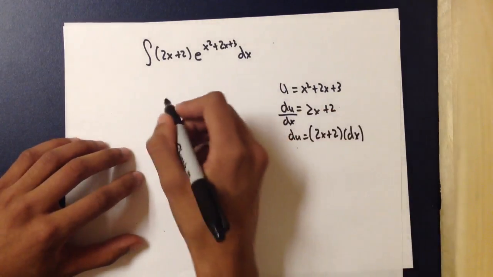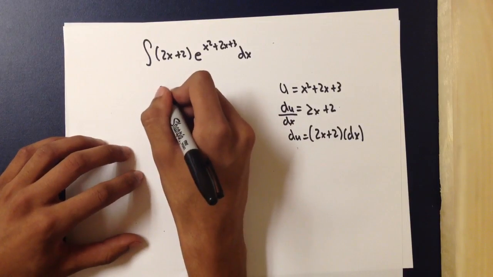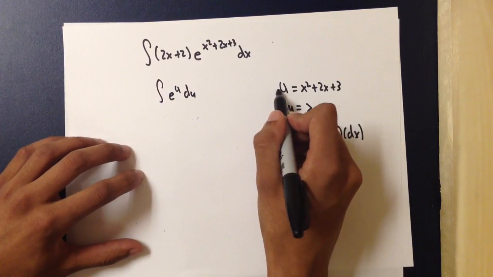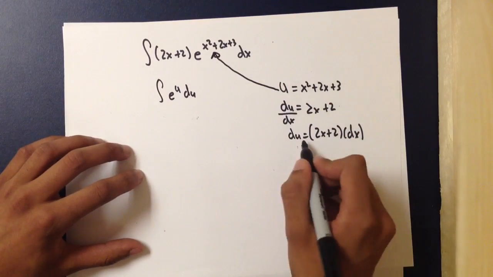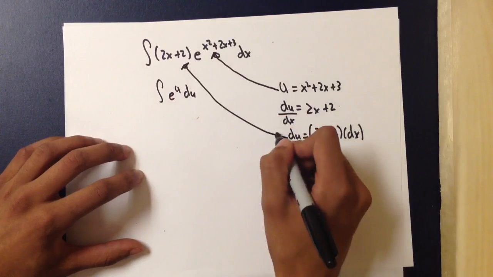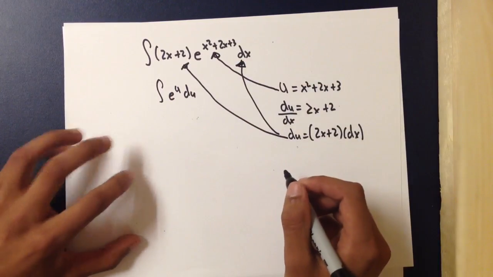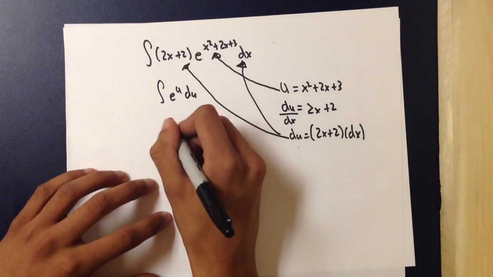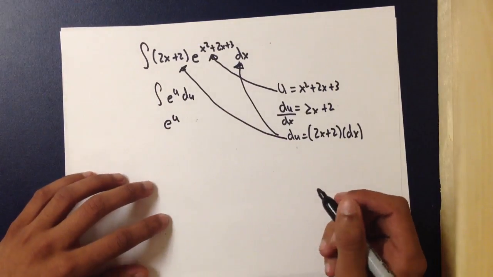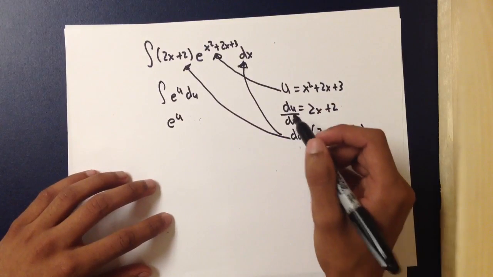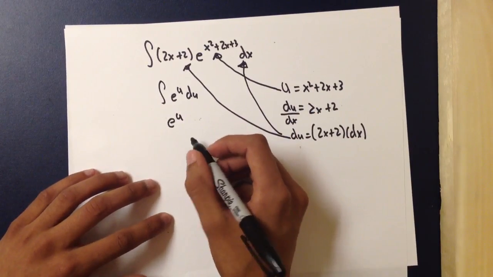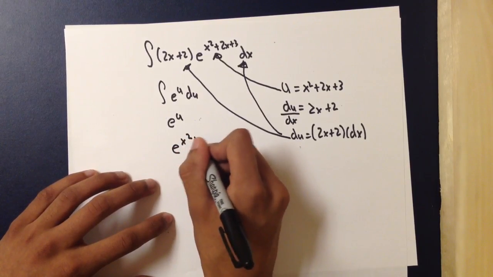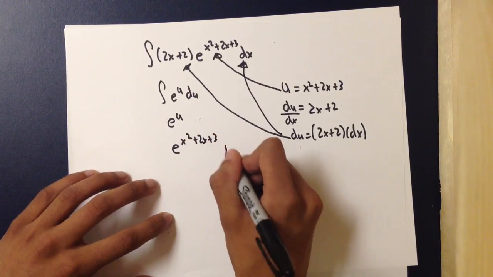So, when you substitute in all the u's, you get the integral of e to the u du, because u is exchanged for this part, and du is exchanged for this part. So e to the u du is something that you know how to solve. The integral of e to the u is just e to the u. Now, obviously this isn't the antiderivative of this, so what you need to do is plug u back into this integral. So you get e to the x squared plus 2x plus 3, plus a constant.